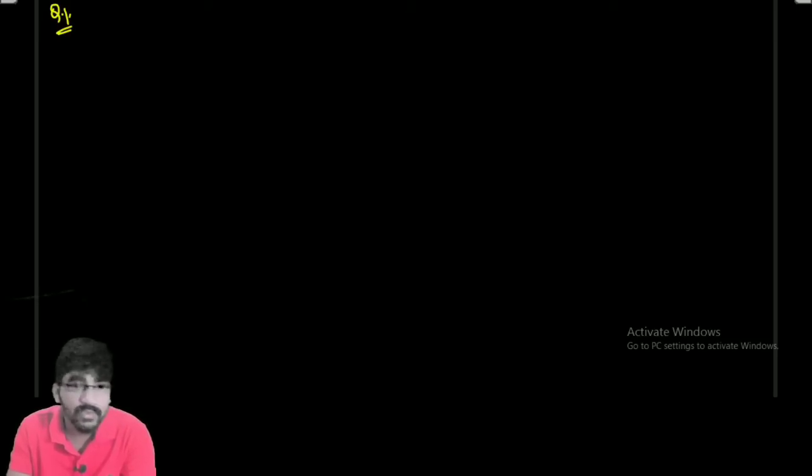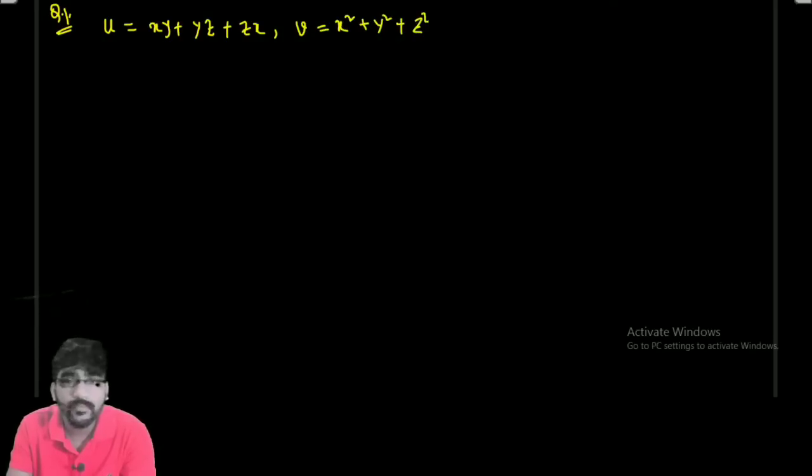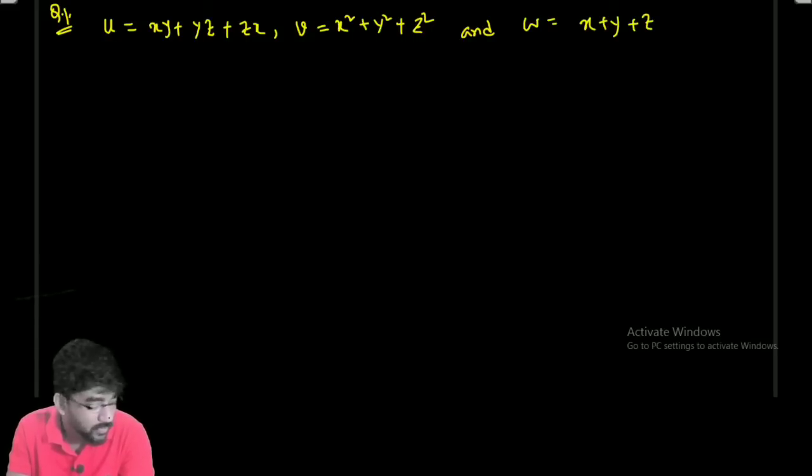Here, given that u is equal to xy plus yz plus zx, and v is equal to x square plus y square plus z square, and w is given by x plus y plus z. Now what you have to do is determine whether there is a functional relationship or not.